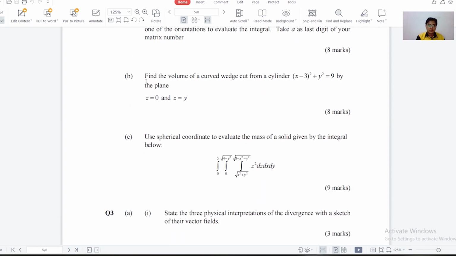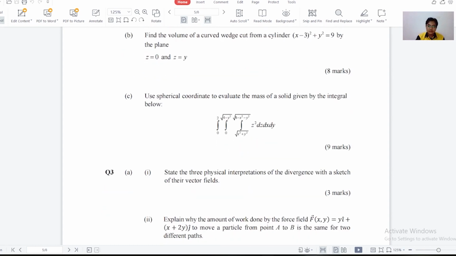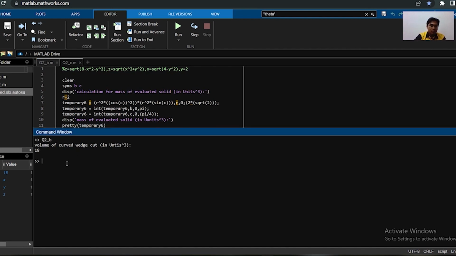Then for question 2c, we need to use spherical coordinate to evaluate the mass of solid below. And then we're also using MATLAB. We get z is equal to square root 8 minus x squared minus y squared. Then z is equal to square root x squared plus y squared. And x is equal to square root 4 minus y squared. And y is equal to 2. We need to clear the command window. Then run the simulation.